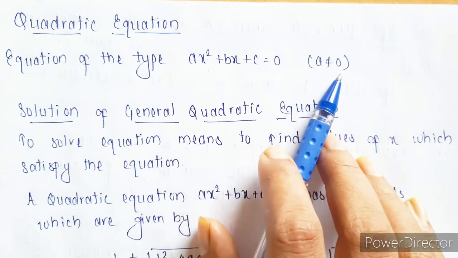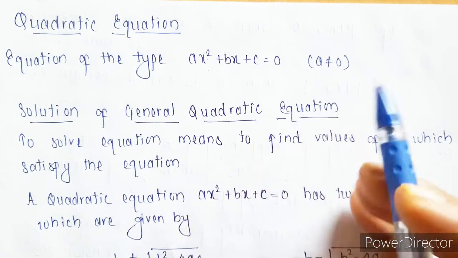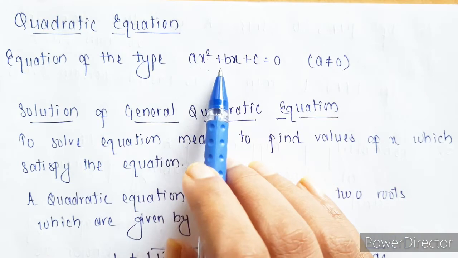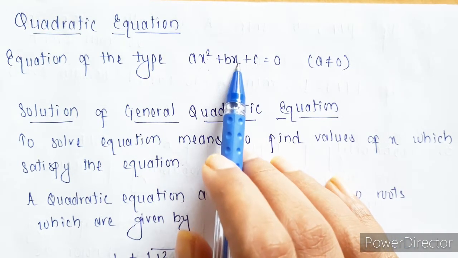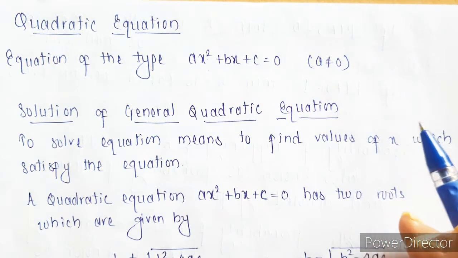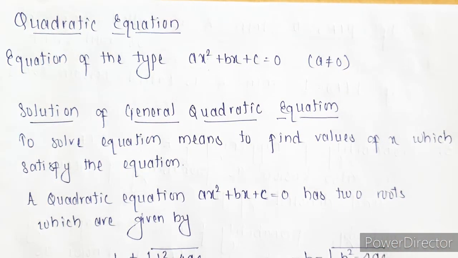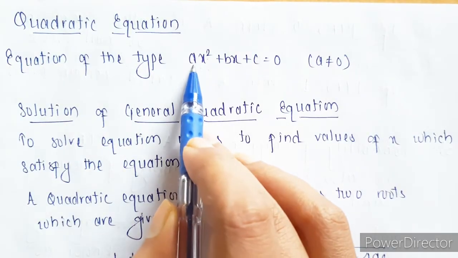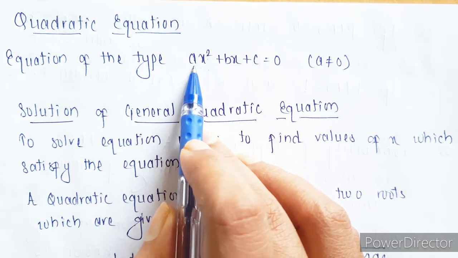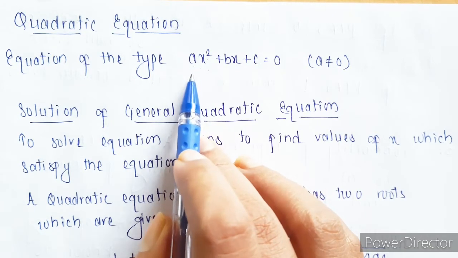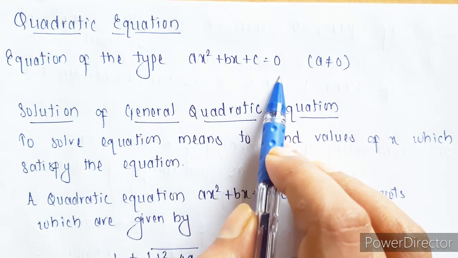wherein a has to be always not equal to 0, because if a is 0, what remains will be only bx plus c, and then the highest power is going to be 1, and that is not a quadratic equation. So in a quadratic equation, the coefficient of x square has to be always not equal to 0. This is the general form of a quadratic equation.